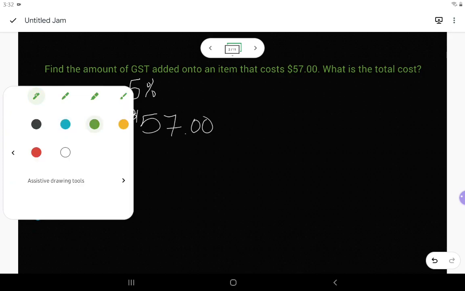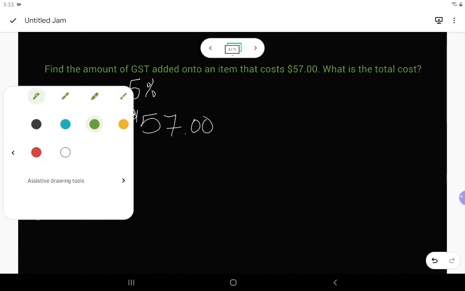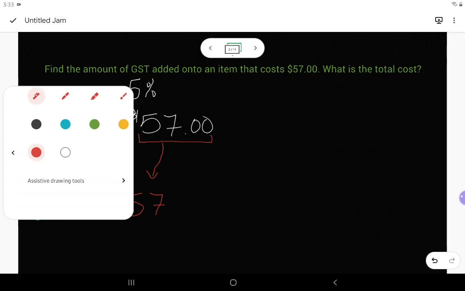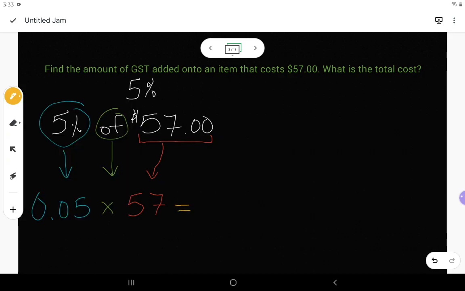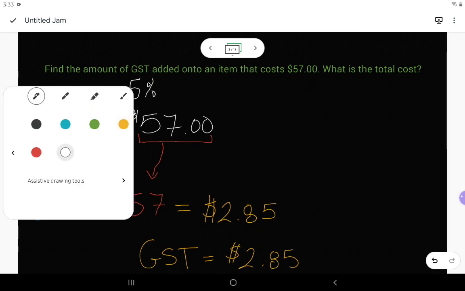I'm going to write that word of as a multiplication because of in math means multiply. And then I'm going to keep the price as $57. Now it's 57.00. Those zeros don't change anything, so I'm just going to write it as 57. So I go 0.05 times 57, and that gives me a total of $2.85. Okay, so the GST, the extra tax that I have to pay on top of the cost of that item is $2.85.